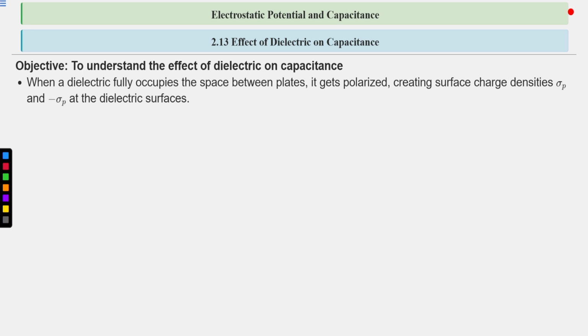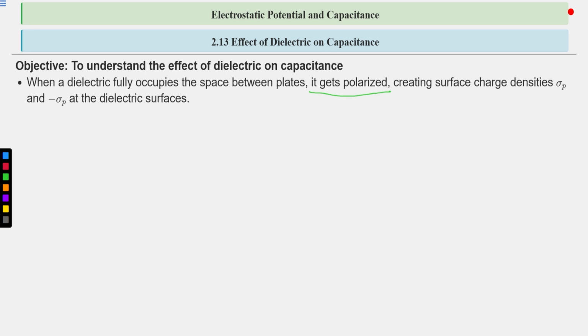When a dielectric fully occupies the space between the plates, now we are inserting a dielectric medium which will fully occupy the space between the plates of the capacitor. So it gets polarized. It exactly fits between the plates and gets polarized due to the electric field of the capacitor. It will not conduct the positive charges from the positive plate to the negative plate, because it is an insulating, non-conducting material.